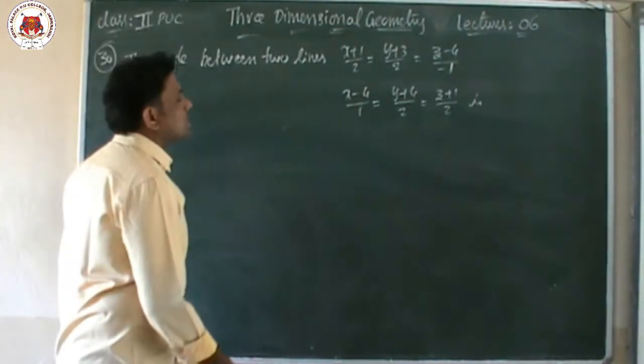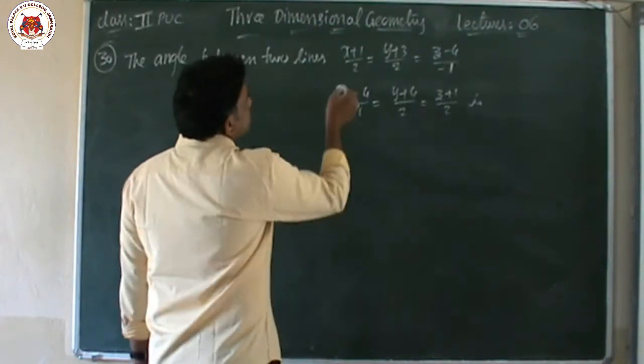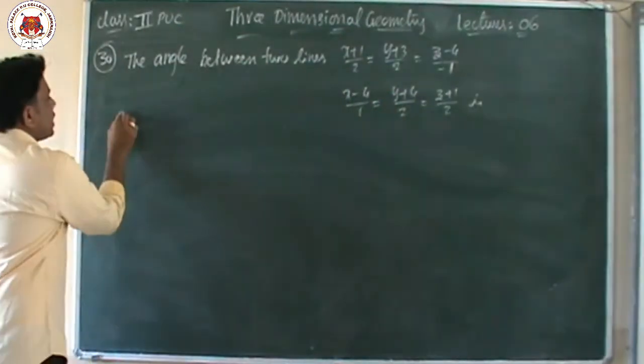Angle between two lines is nothing but the angle between the DRs. Angle between the DRs means we will multiply. This is a1, b1, c1. Otherwise we will write as the first line.